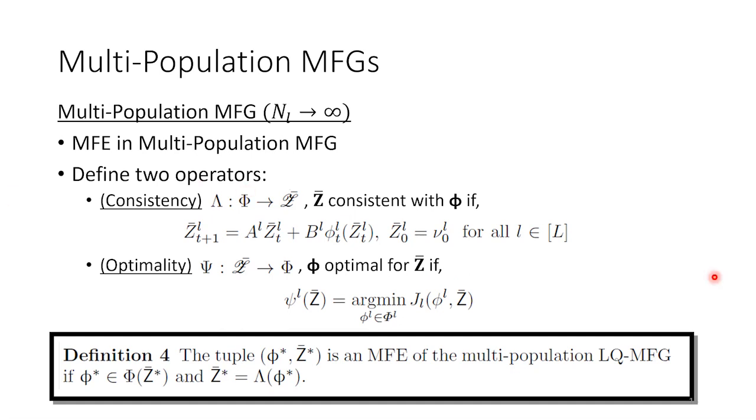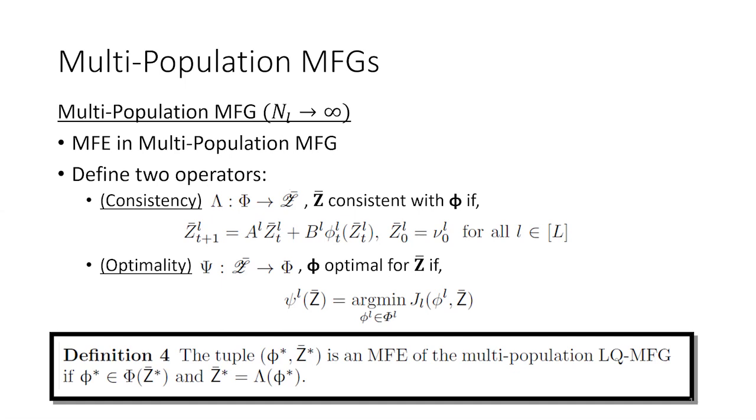So again, we have these two, the consistency and optimality operators. And then the tuple is again a coupled definition: phi star, the equilibrium controller, is optimal with respect to the mean field Z bar star, and Z bar star is consistent with respect to the controller phi star.